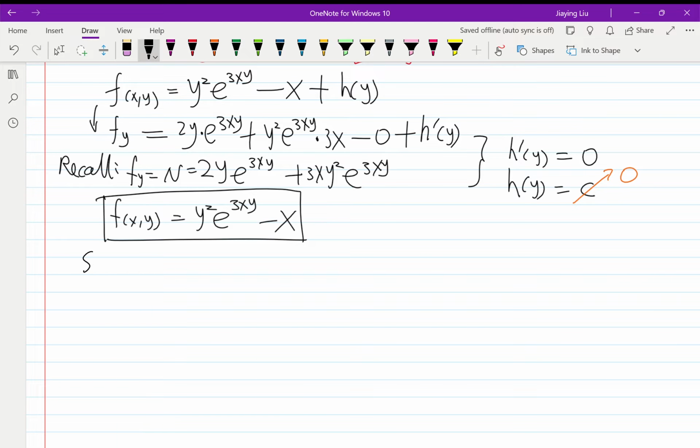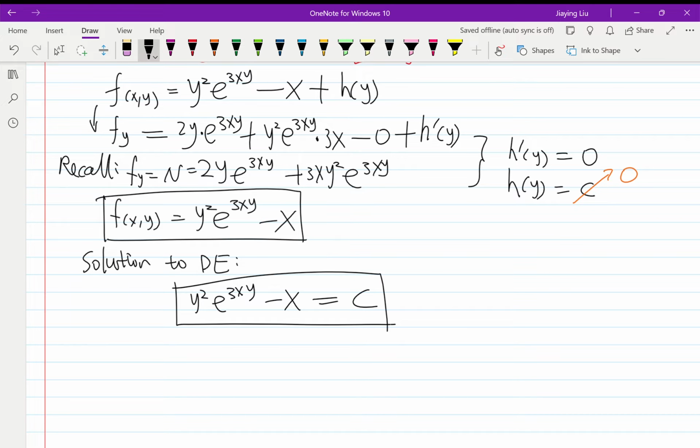So what's the solution to the differential equation? That's going to be just y squared e to the 3xy minus x equals this constant c. Now this c is different from the one I set equal to 0. So even if you have that c here and here, eventually it will be combined with this. Any questions?